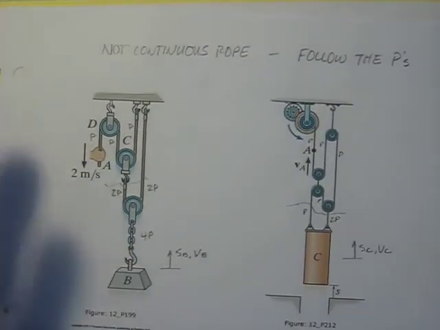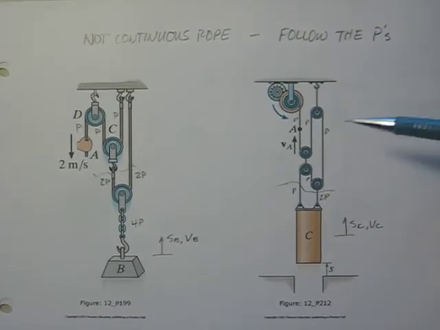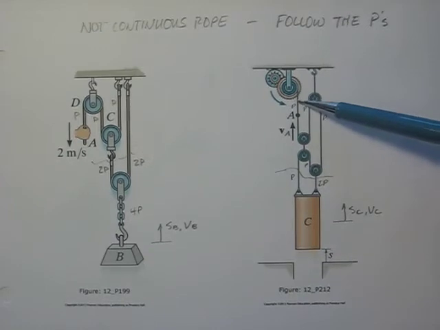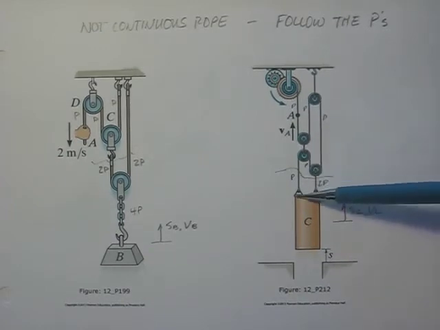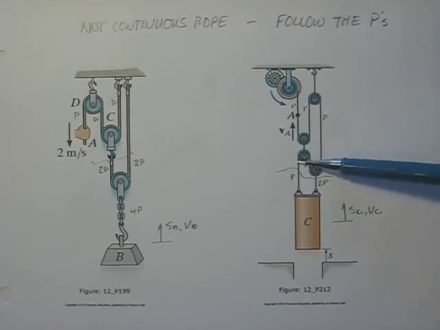Here's another example where we have, this is kind of a not continuous rope, but if we actually look at it, it is fairly continuous. We have this rope going this way, all the way around like that. And they are tied together here. Those two pulleys are tied together, but let's just follow the P's and see what we see. We have one P for point A, and P, bringing this around P and P.